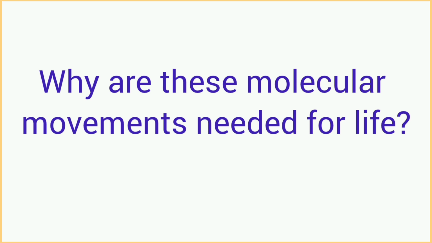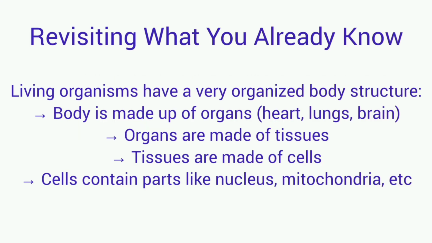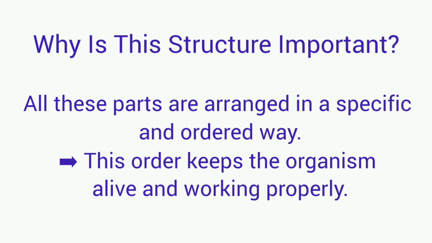To understand that, let us go back to something you already know from your earlier classes. You have learned that all living organisms have a very organized body structure. For example, the body is made up of organs like heart, lungs, brain, etc., and these organs are made of tissues, and tissues are made of cells. And inside the cells there are tiny parts like the nucleus, mitochondria, and other components, and all these things are arranged in a very specific and ordered way. That order is what keeps the organism alive and working properly.